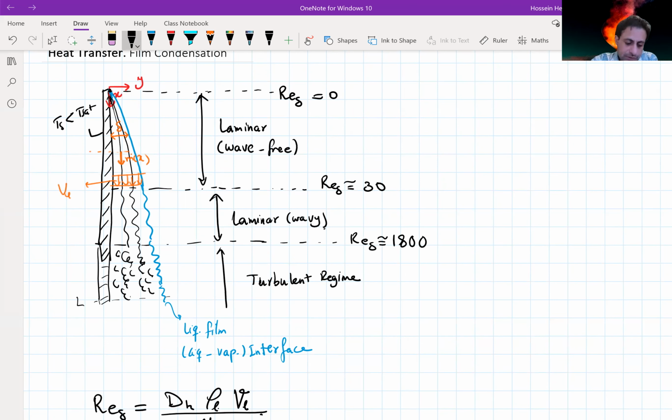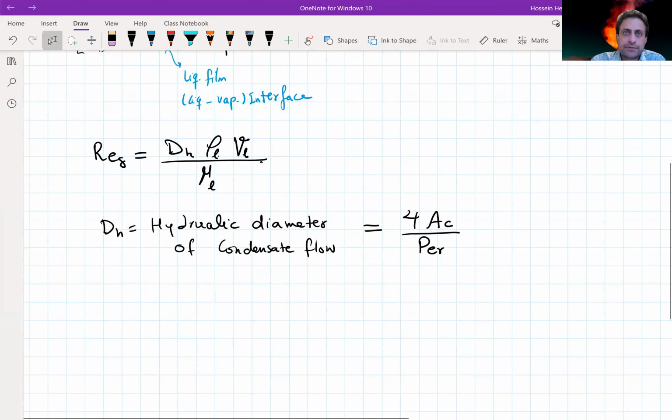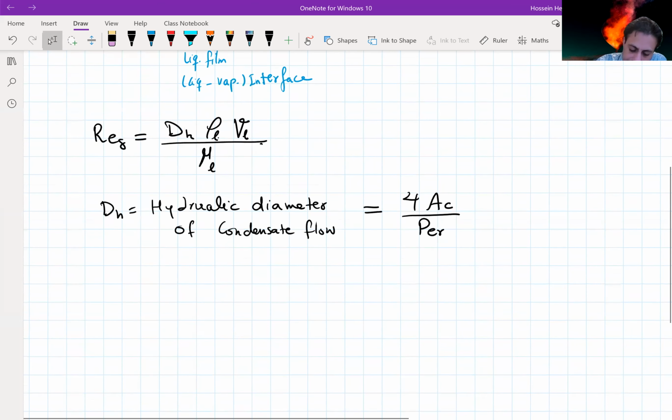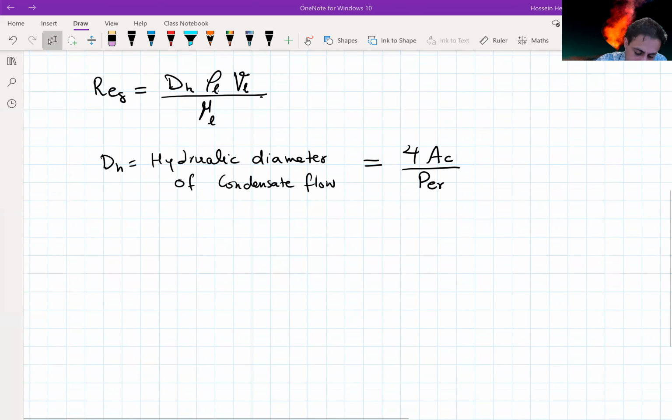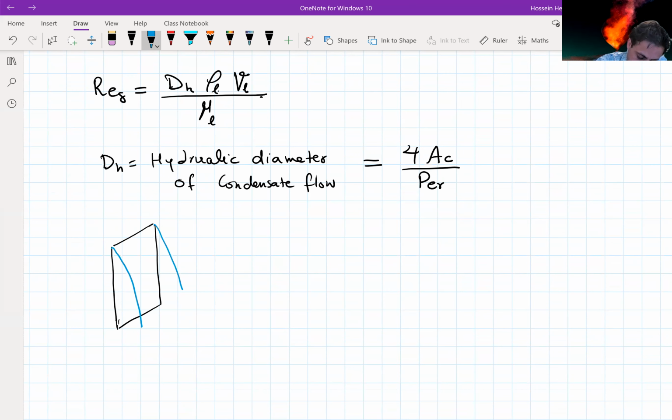condensate flow. So let's find dH for a few geometries that you would encounter. Let's say I have this flat plate, and there is a film of condensate forming on this flat plate.